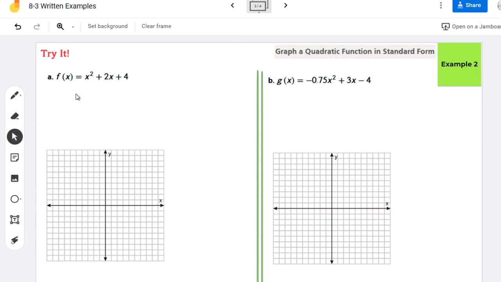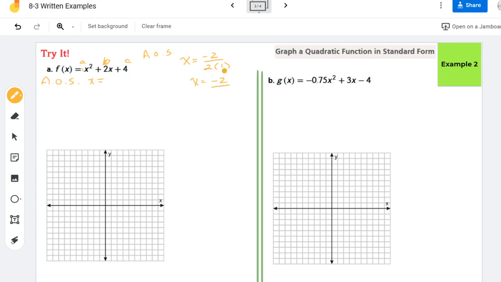Okay, so let's go ahead and go through the try it together. The first thing that we did was start by finding our axis of symmetry. That's some kind of x equals equation. For my axis of symmetry, it's x equals -b over 2a. So I have x equals -2 over 2 times 1, because your a here is 1, b is 2, and c is 4.